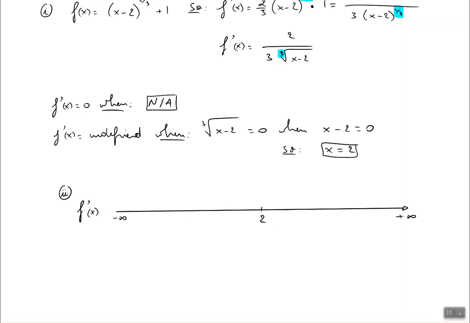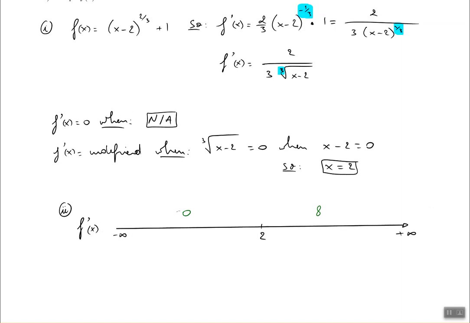So I need to pick a number before and a number after. I'm going to pick 0, and I'm going to pick 8, let's say, or 10, or whatever. It doesn't really matter. And what I'm going to do is take those numbers and put them into the derivative. Remember, this is the derivative, so when you plug in 0 in there, the answer that you get is going to be a negative value eventually.